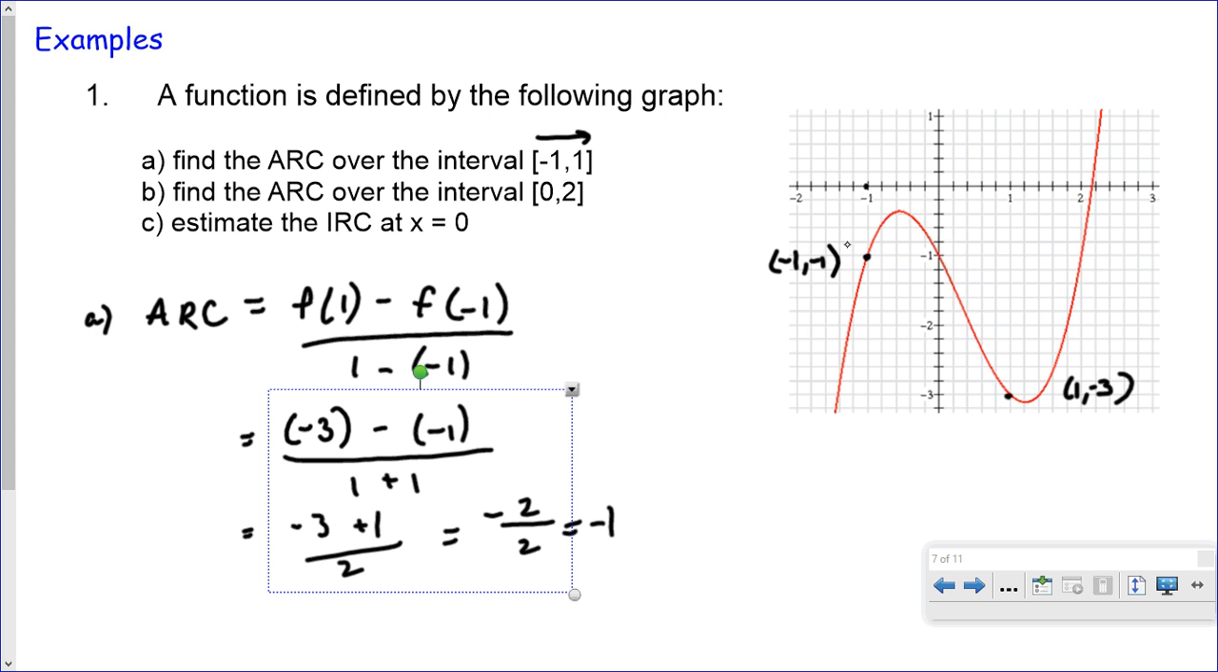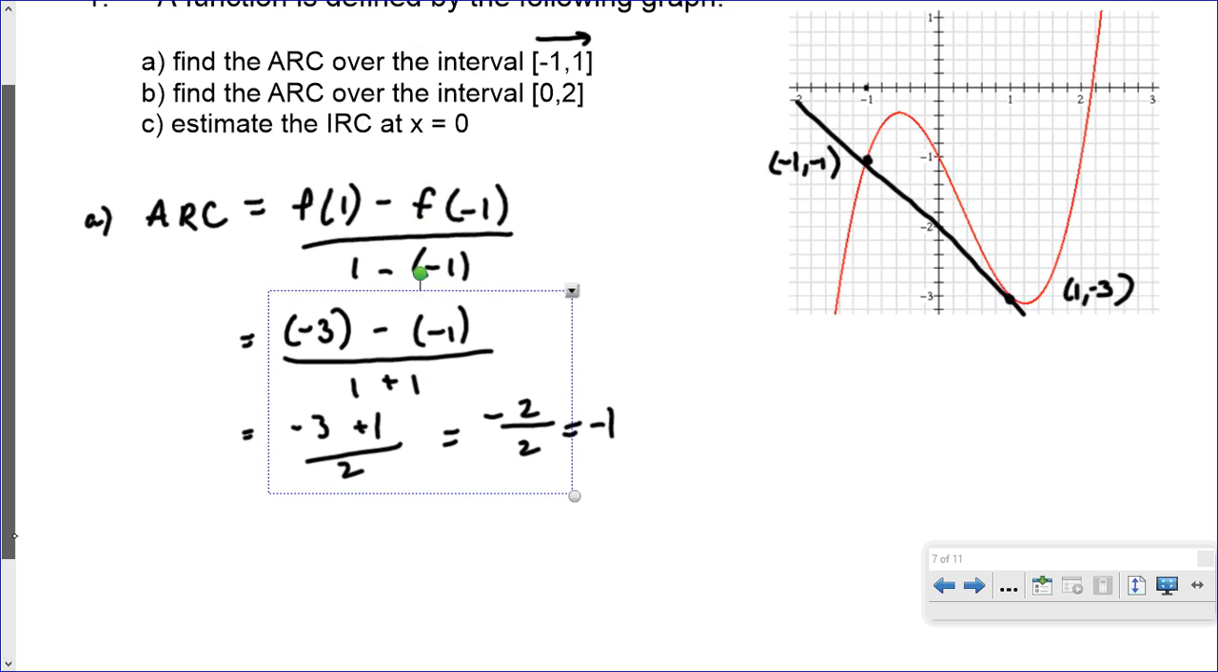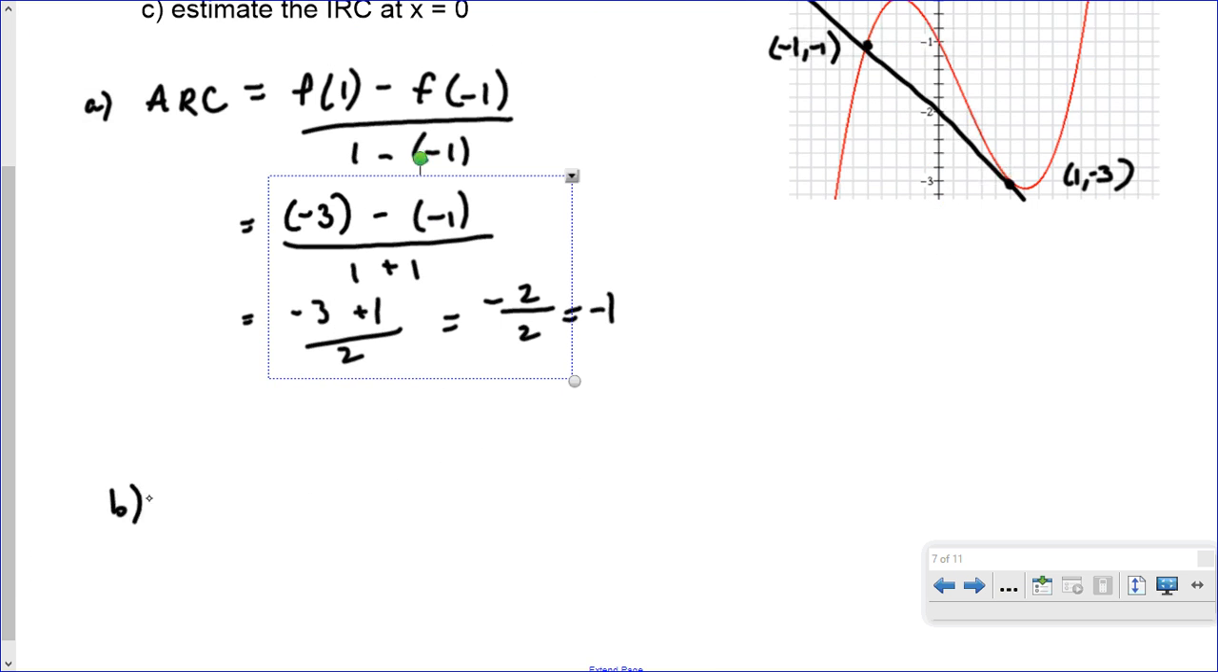Now, that average rate of change is the slope of that line that I just drew, the slope of the secant line. Okay, now if I did old school calculating slope, I'd get that. Okay, let's find the average rate of change in the interval 0 to 2. So the interval 0 to 2, the average rate of change, I'm going to call it AROC this time.